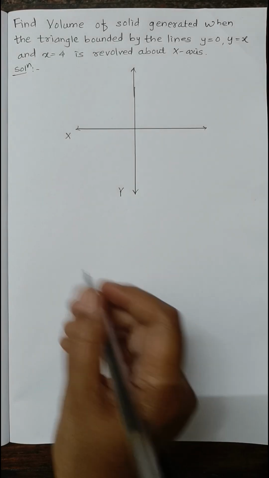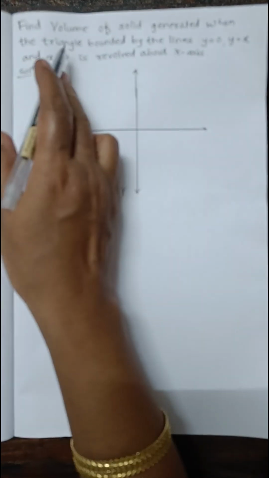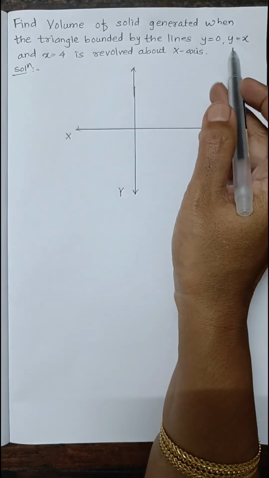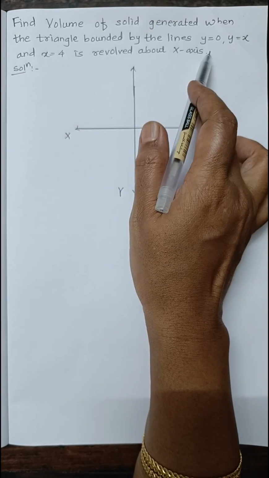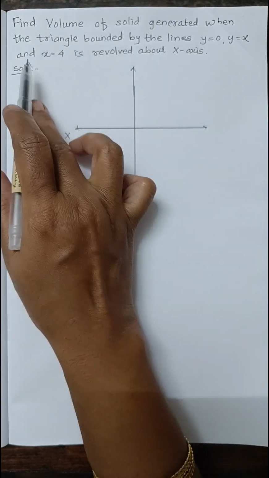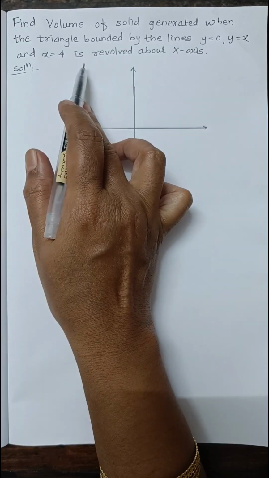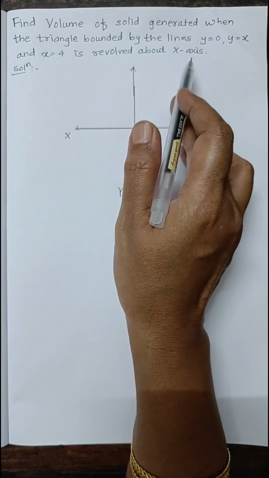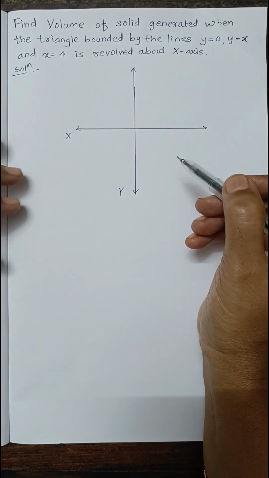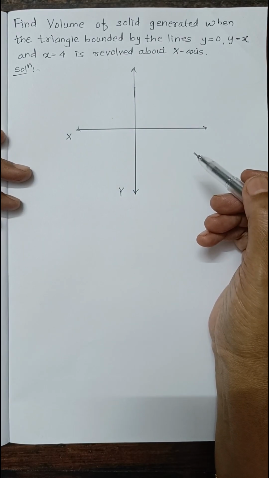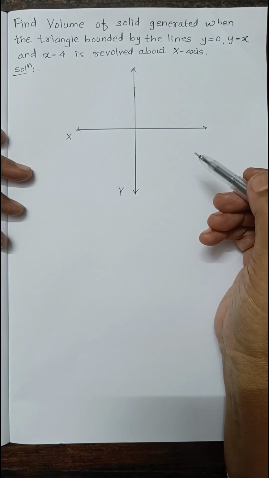Today's question is: find the volume of the solid generated when the triangle bounded by the lines y is equal to 0, y is equal to x, and x is equal to 4 is revolved about the x axis. We have to find the volume of the solid generated by revolving the triangle about the x axis.